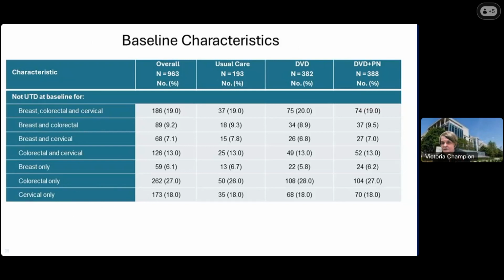So if you just look at the first column here, I wanted to give you an idea of the percentages of women that fell into each of these categories. Those who needed all 3 screening tests were about 19% of the total sample, which was 963. Those who needed breast and colorectal included about 9.2%, breast and cervical, 7%, cervical and colorectal, 13%, breast only, 6%. That was the one that had the highest adherence, as you might have figured out. And colorectal, 27%, cervical only 18%. Colorectal was the one that had the most problems. Next slide, please.